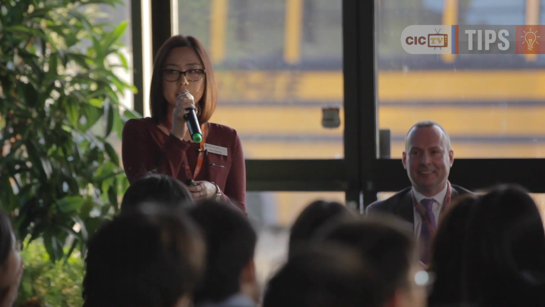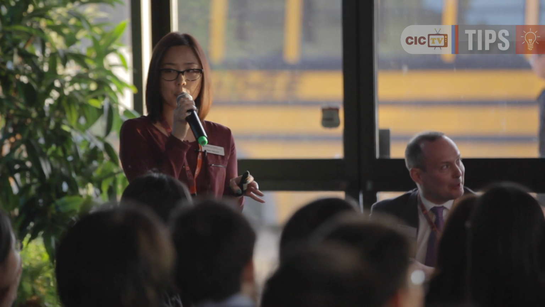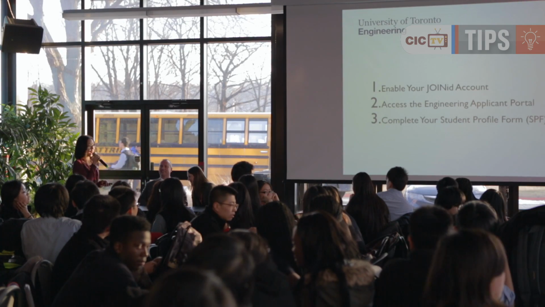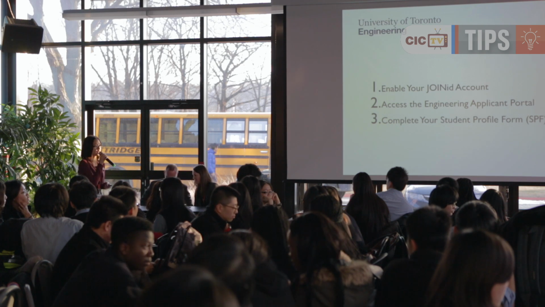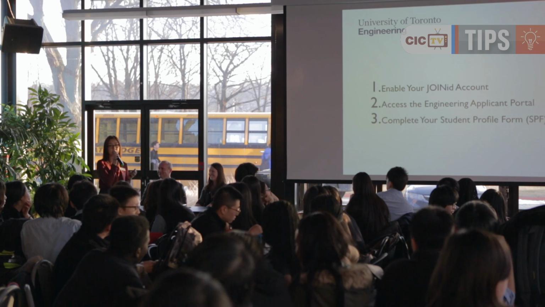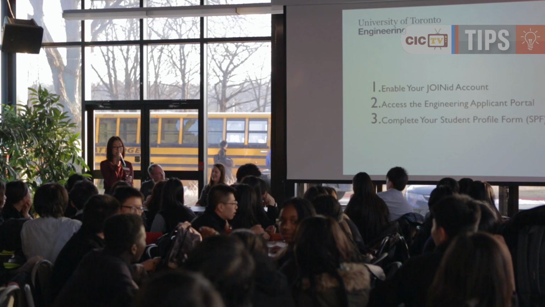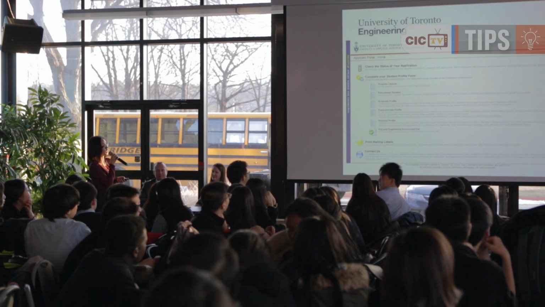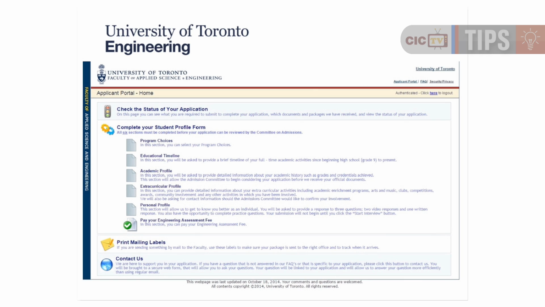So how many of you have already logged on to the engineering applicant portal? Yeah? Okay, great. So it's pretty self-explanatory. So I'm just gonna quickly go through the process with you, and I've taken a couple of screenshots, so for those of you who haven't logged in yet, you can see exactly how it looks. So once you log in, this is what the home page is gonna look like. So like I mentioned, you can check the status of your application, complete your student profile form, and then there's a contact button at the bottom where you can reach us directly and we can answer any questions you might have.